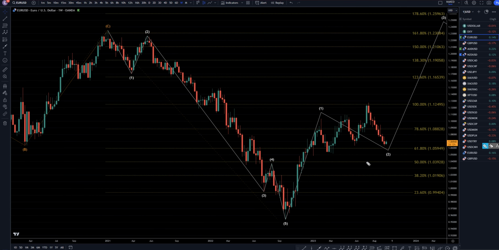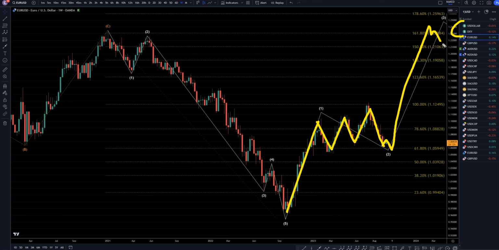On the weekly time frame, especially looking at the dollar index, I do think this is a 1. I had this labeled as an A, B, C, D, E, but I could possibly label that a few different ways. I think eventually we are going to finish this wave 2 and go up and make a wave 3, a wave 4, and a wave 5, just like I was showing on the monthly time frame.